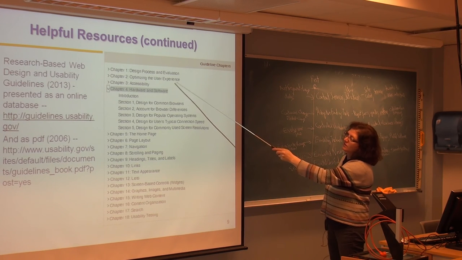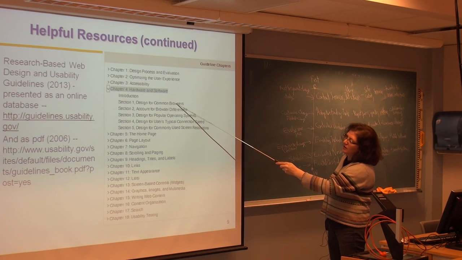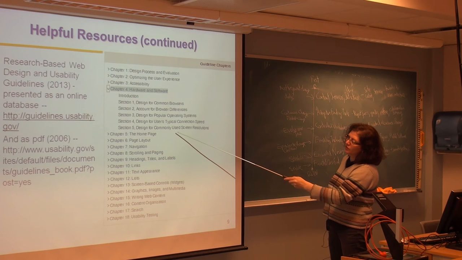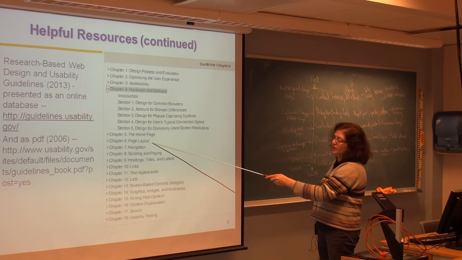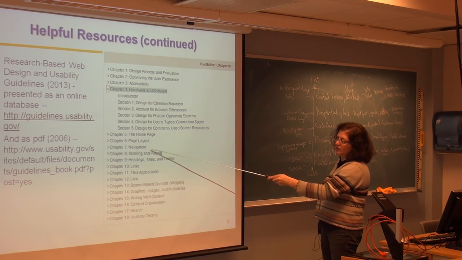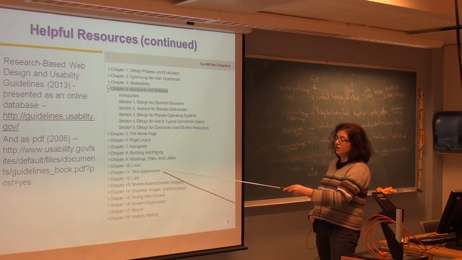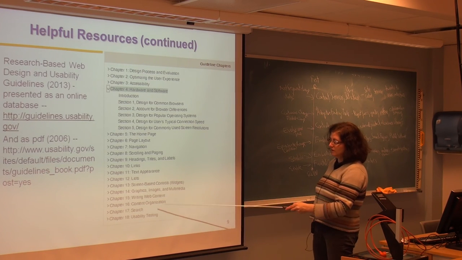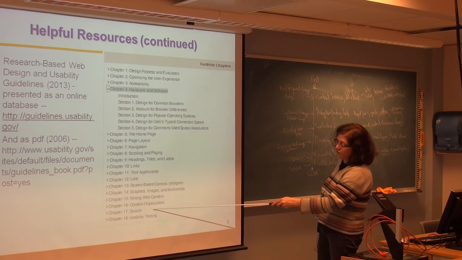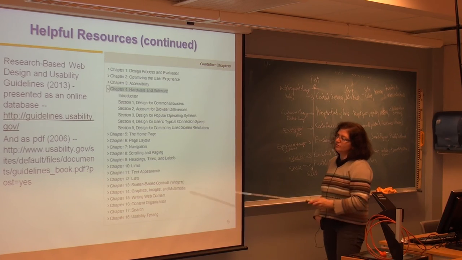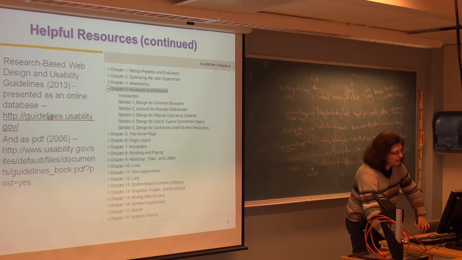So it has the design process. It also has some of the basics, like common design of browsers. But then we get down to things like how do you design the home page? What is the page layout? Navigation, scrolling and paging, headings, titles and labels, we talked about labels, text appearance, lists, and then different types of graphics and images. So content organization, search, usability testing, these are all very useful concepts. And I just thought we could take a look at this briefly.